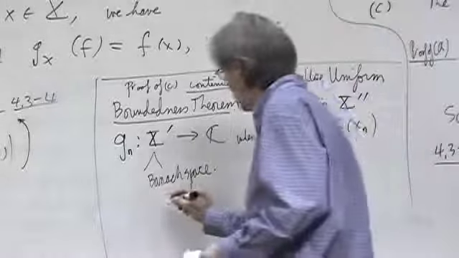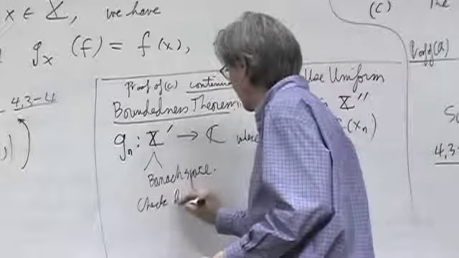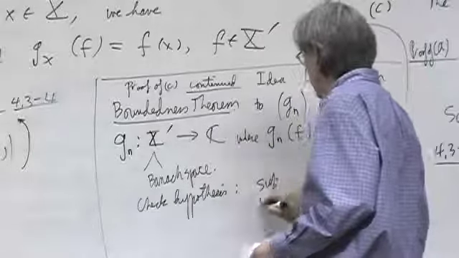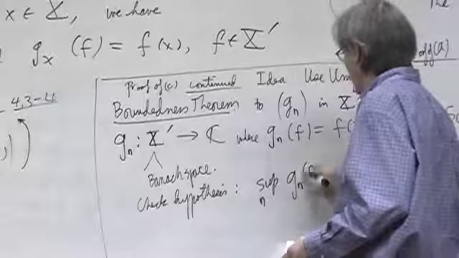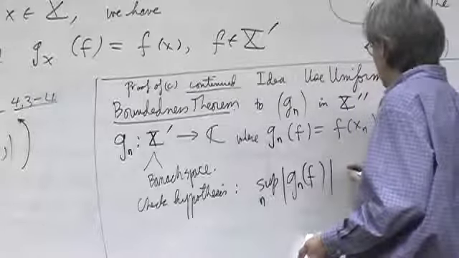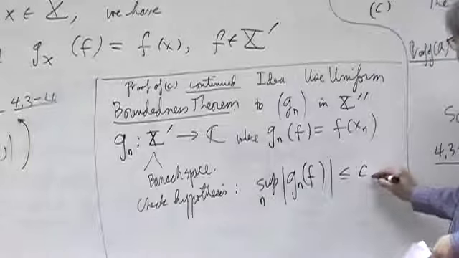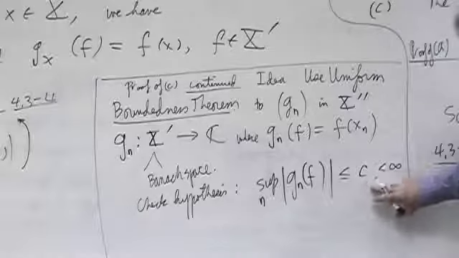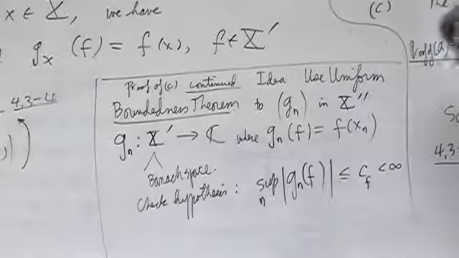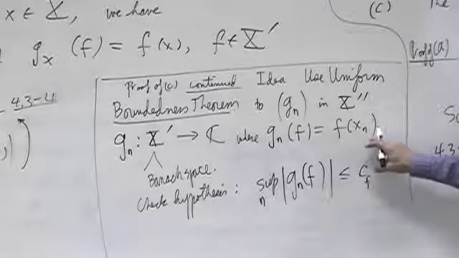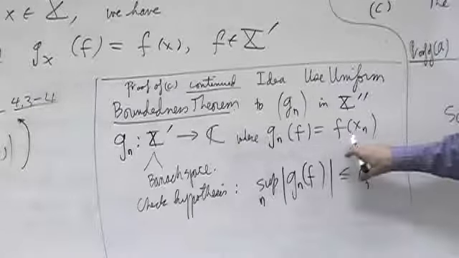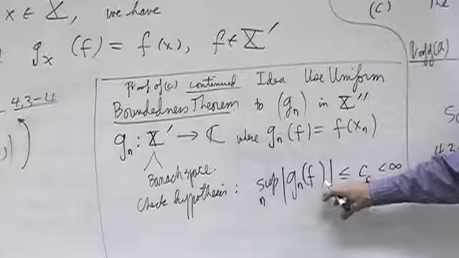The other hypothesis, besides the fact that I have a Banach space, is that the supremum over all n of G sub n of f is less than or equal to a constant depending only on f, c sub f, less than infinity. Is that true? Well, G sub n of f is f of x sub n. I'm taking the sup over n. f is fixed in this computation. It's a fixed functional.